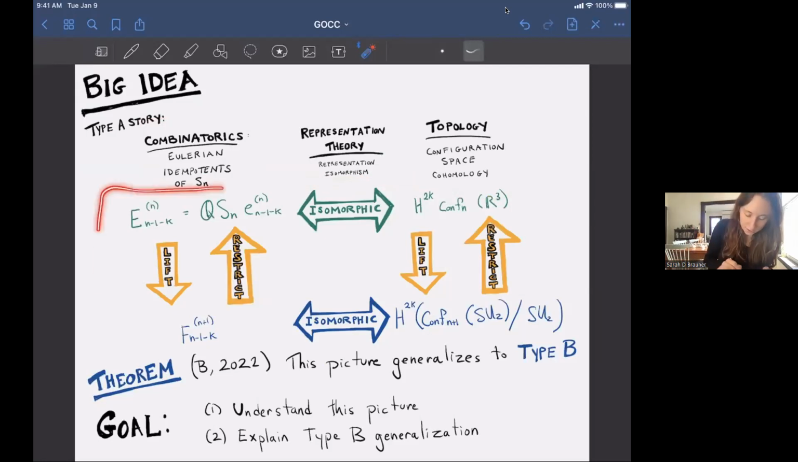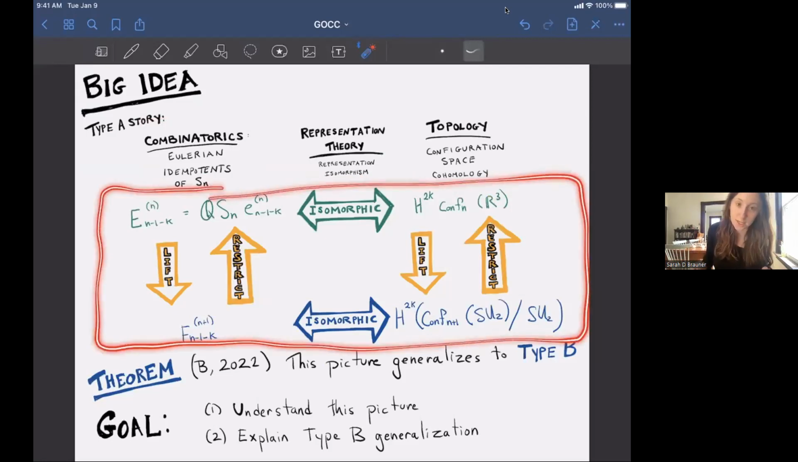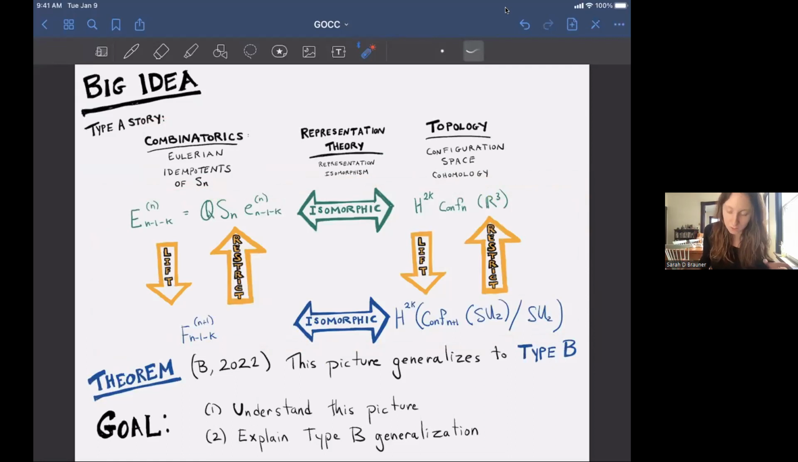So this right here is the Type A story, and I don't expect you to understand what this is saying yet, because it's a lot of notation that I haven't introduced at all. But my goal of this talk is to explain what this picture is saying. So really tell you what this Type A story is in detail, and then tell you about my contribution to this sort of area, which is to generalize this picture to Type B. So I'm going to explain this picture and then I'll generalize it.